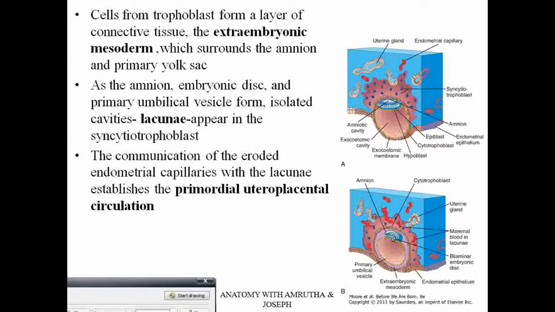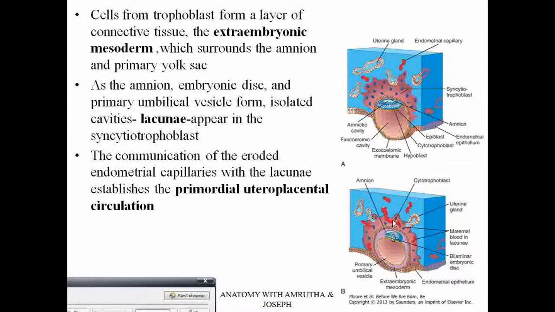Now as the amnion, embryonic disc and the primary umbilical vesicle form, isolated cavities called lacunae appear in the syncytiotrophoblast. So while all these changes are happening and extra-embryonic mesoderm is forming, on the periphery some spaces appear in the syncytiotrophoblast and they are called lacunae. So these blue areas are lacunae.